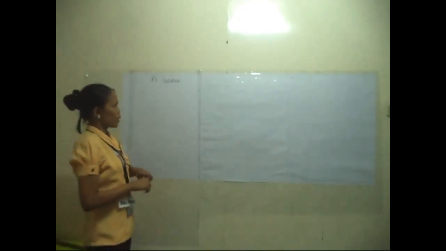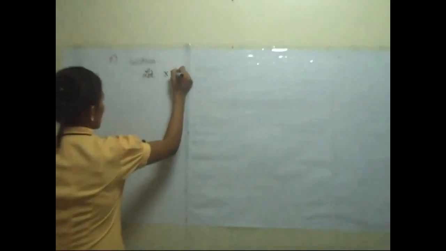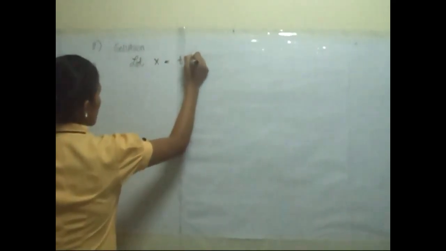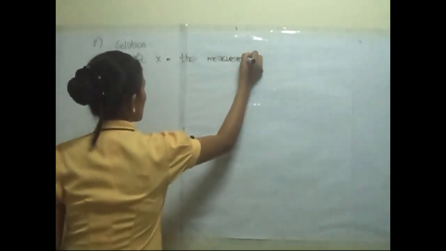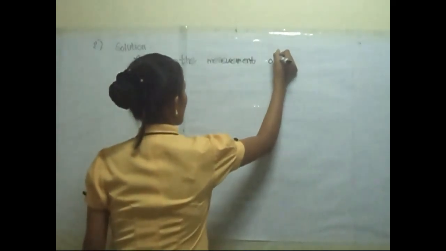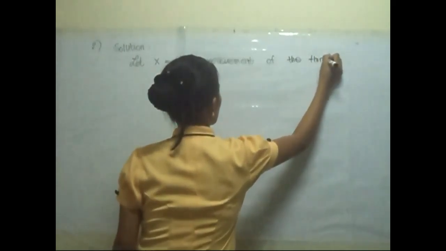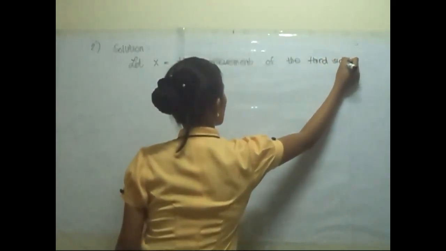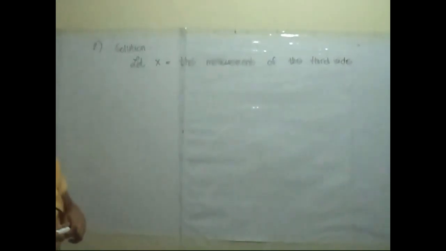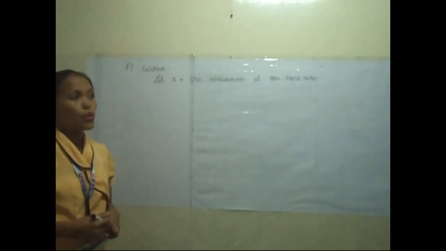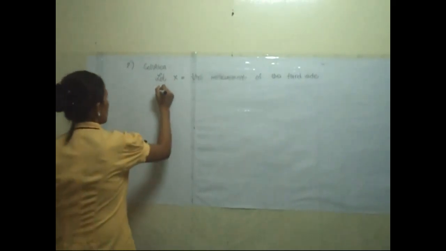Example number 2. So we have this solution. Let x be the measurement of the third side. To find the possible value for the measurement of the third side, we need to use again the triangle inequality theorem.